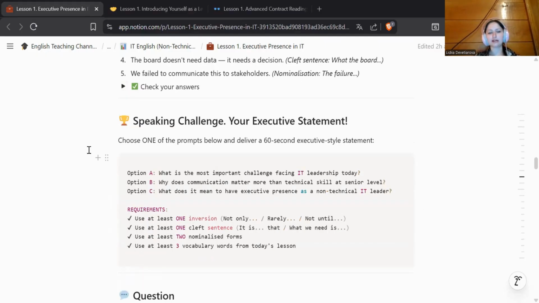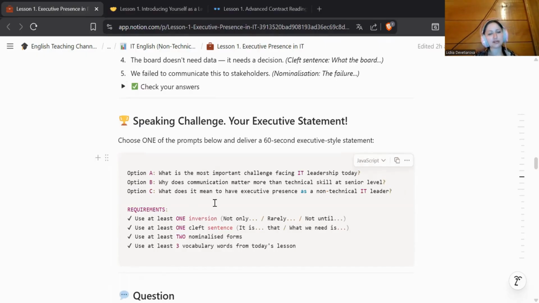And then you have a little speaking challenge. Choose one of the prompts, one of the situations below, and deliver a 60-second executive style statement. Option A. What is the most important challenge facing IT leadership today? Option B. Why does communication matter more than technical skill at senior level? Option C. What does it mean to have executive presence as a non-technical IT leader?